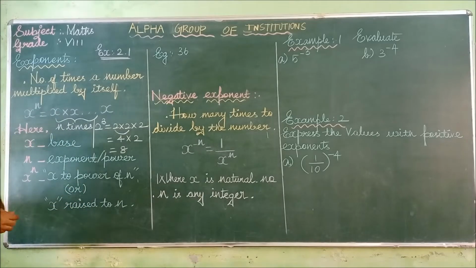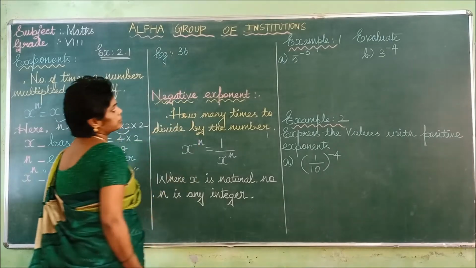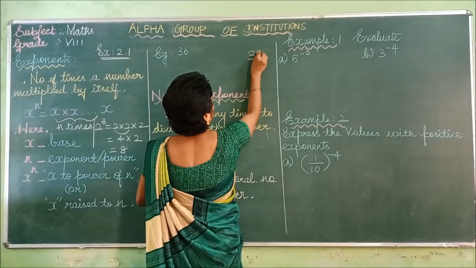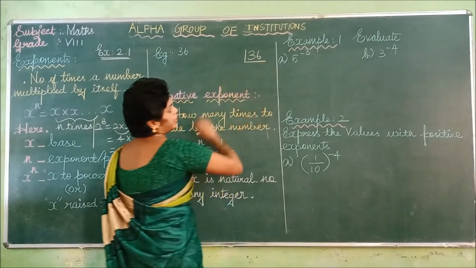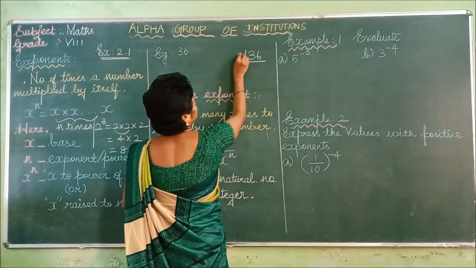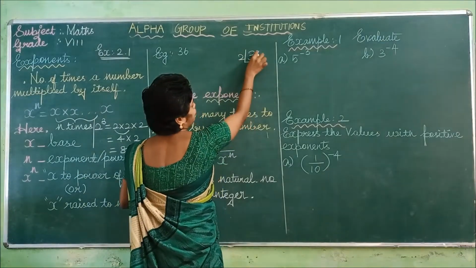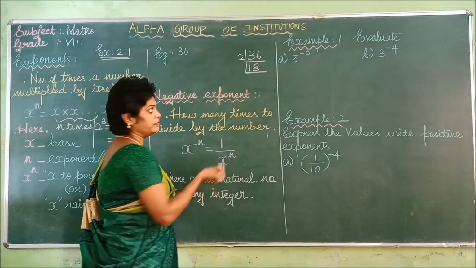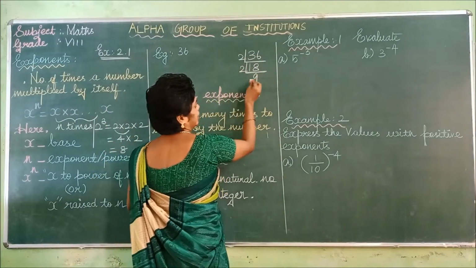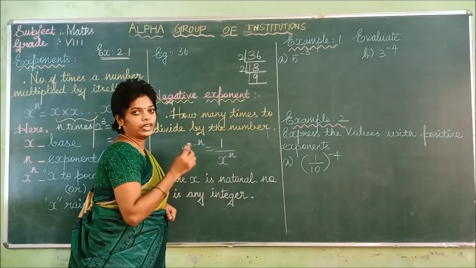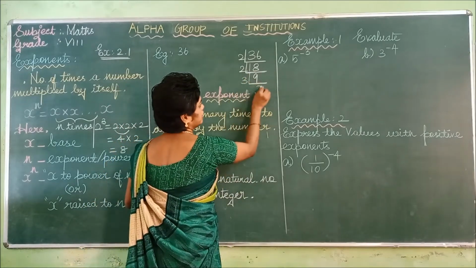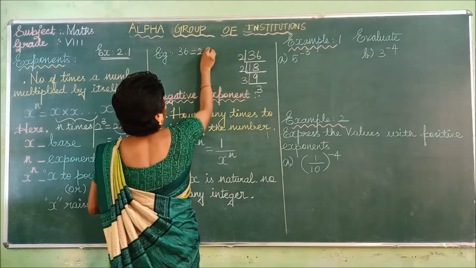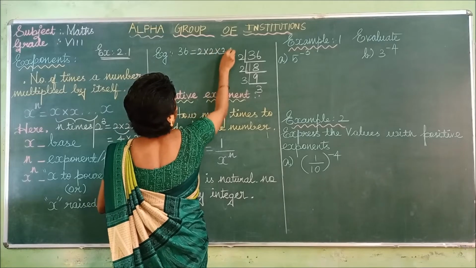Listen to another example written here, 36. How can you split and write 36? It is an even number, so we can divide it by 2. 2 times 18 is 36. Again 18 is an even number, so we can divide it by 2 and get 9. 9 is an odd number, so we choose the next number, 3. 3 3s are 9. So this 36 can be rewritten as 2 into 2 into 3 into 3.